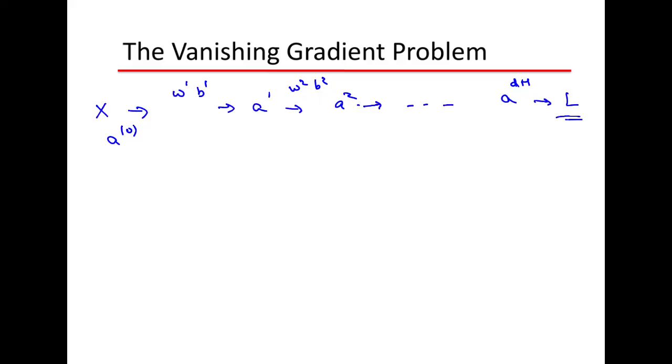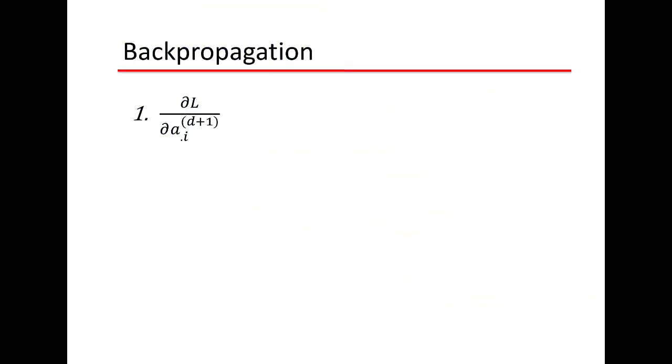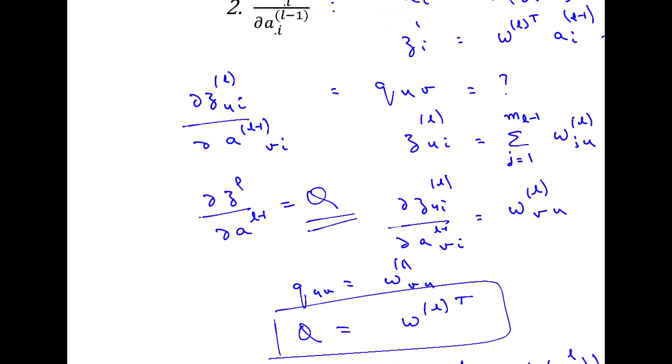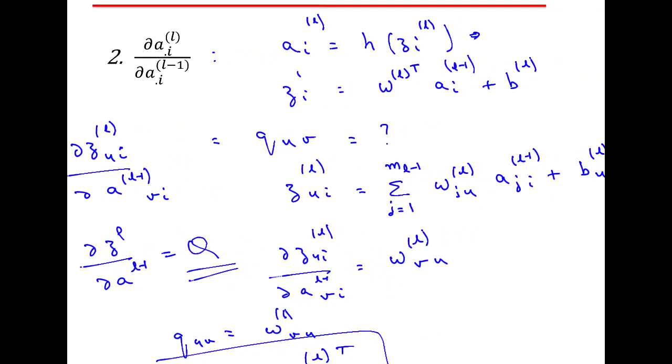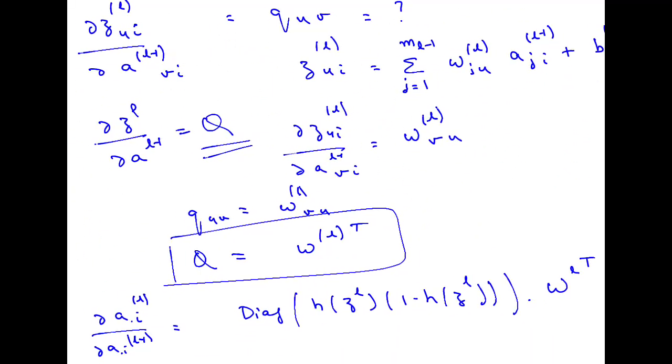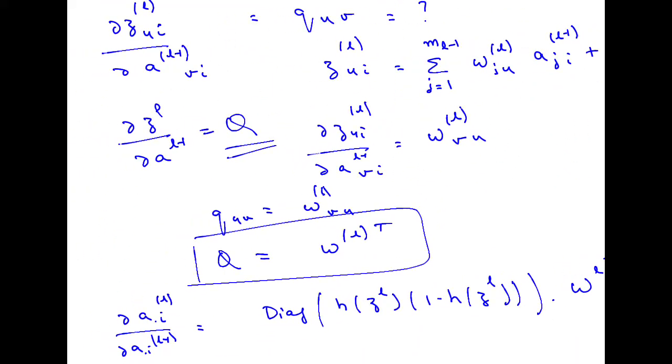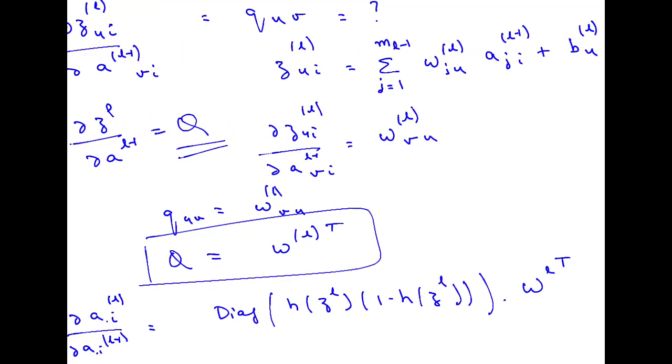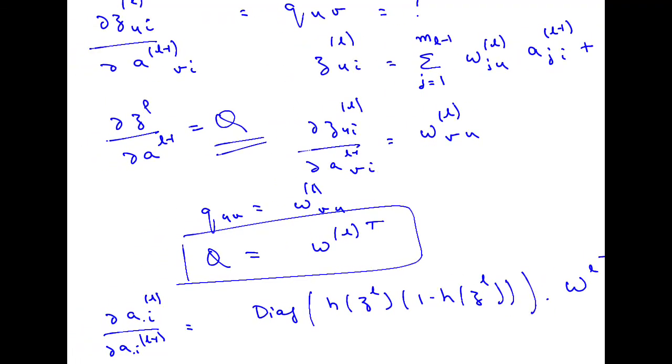If I take the derivative, if you remember, this is the equation I look at: the derivative of AI with respect to the previous layer.